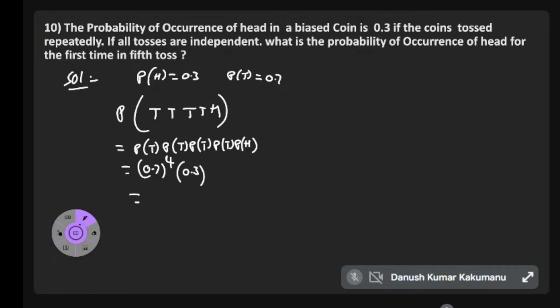What is the answer? We are going to get 0.072 something. Check this answer: 0.072. It is also there for you in the PDF. All of you understanding? Now let us take a break.